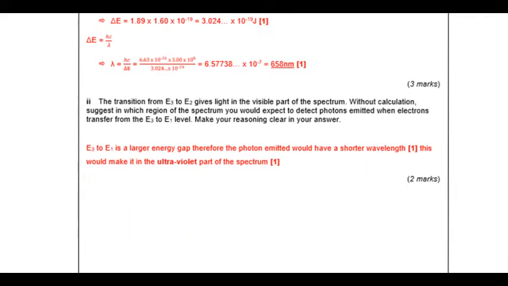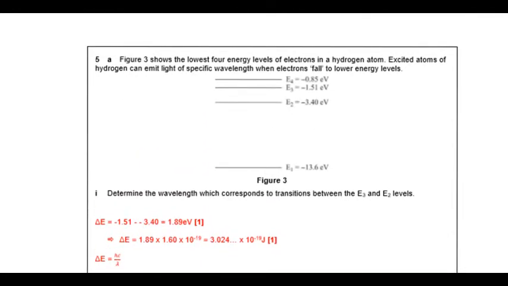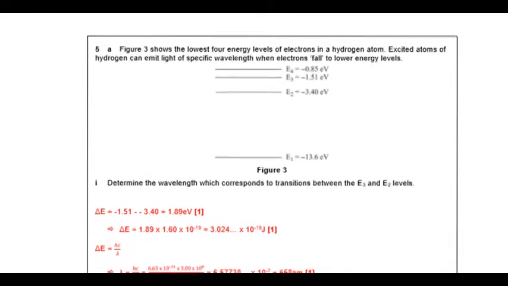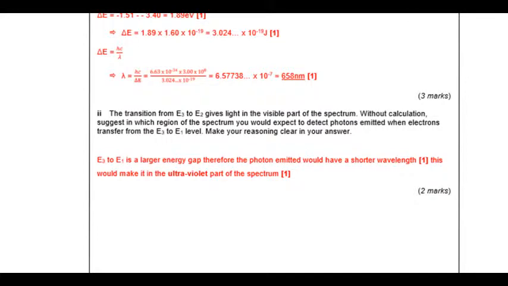If we're going to a different transition, it says E3 to E2, which we just calculated gives you visible light. What would E3 to E1 give? Well, if we look at it, we can see E3 to E1 is a much bigger energy transition than E3 to E2. So the photon energy is going to be much bigger, so the wavelength would have to be much shorter. That would put it in the ultraviolet part of the spectrum instead of visible light.